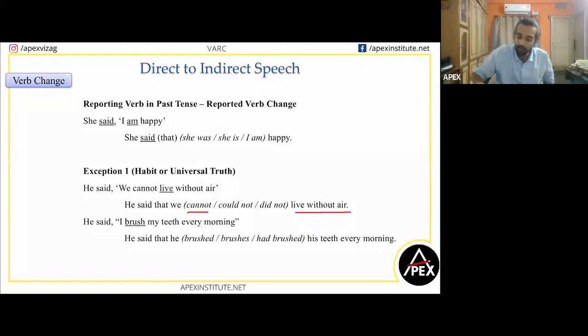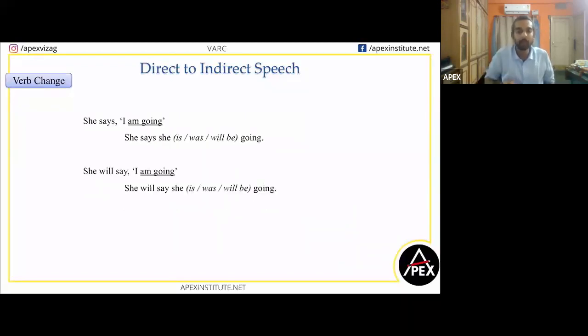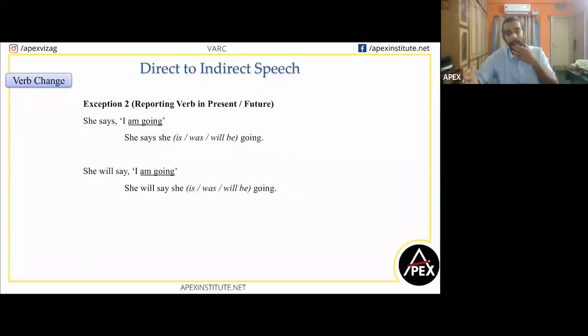Next, what about this? He said that he brushes his teeth every morning. Yeah, very good, Gayatri. Okay, good. Let's move forward. Next, she says, I am going. Okay, now see what is happening over here. These reporting verbs are in present. Okay, but the action is supposed to happen. The action will happen. ఇంకా యాక్షన్ అవ్వలేదు.